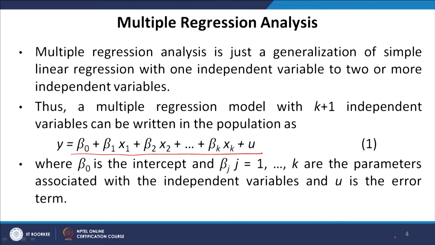right. Now, we have mentioned here k plus 1 because 1 here refers to the constant term, and this k can take any value which is 2 or more. So, in case k is 1, we have the simple regression case. When we have k equal to 2 or greater than 2, then we have the multiple regression case. Beta naught is the intercept which we were earlier denoting by alpha. So, beta naught is equivalent to our previous alpha, and beta j, j equals 1 to k, are the parameters associated with the independent variables, and u is the error term, the usual error term.